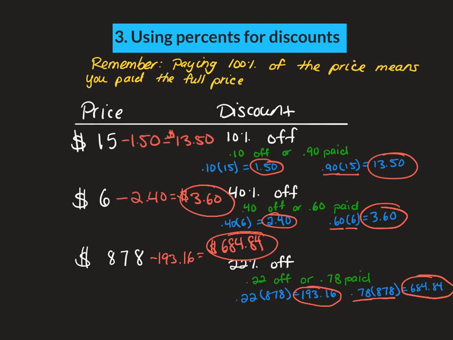So it's up to you which of these two you prefer to use. I prefer the second version, where we find the percentage we're going to pay and then multiply that by the purchase price, because it tends to be a little faster.